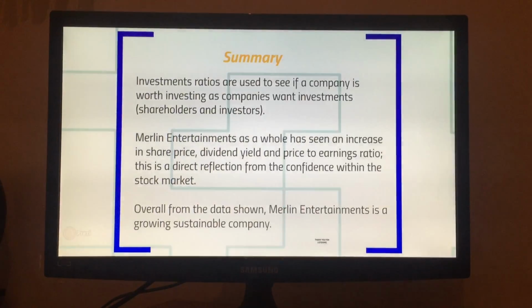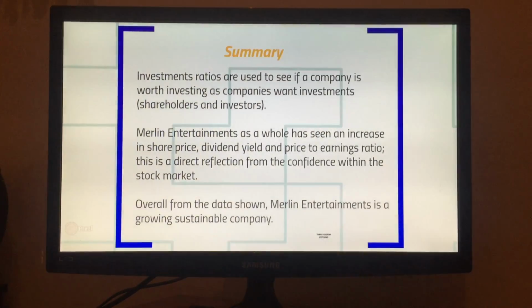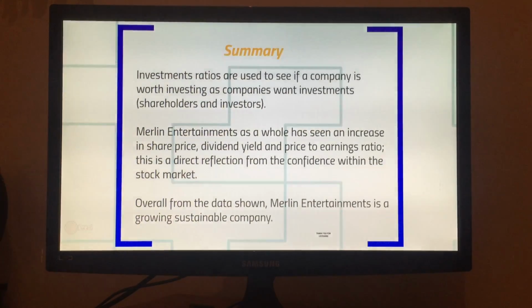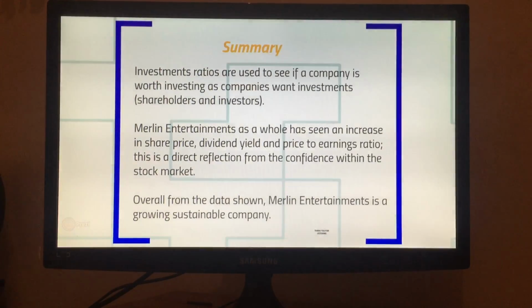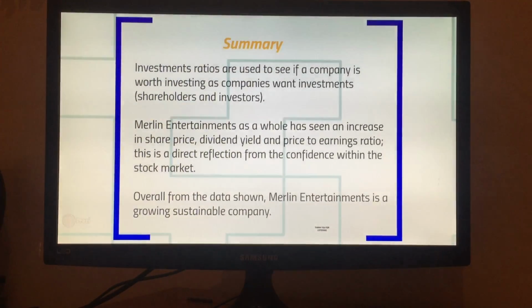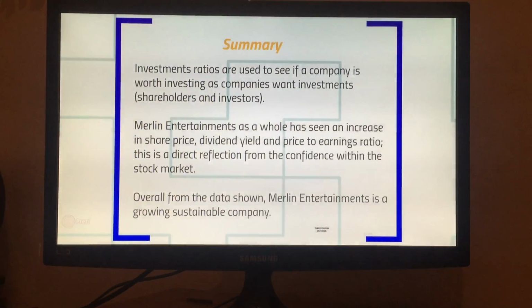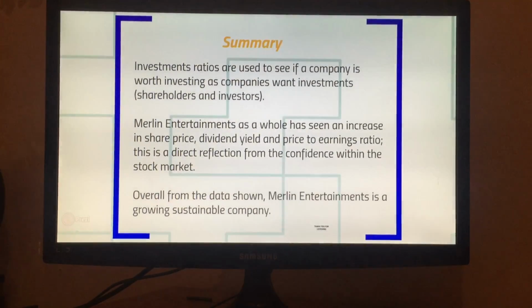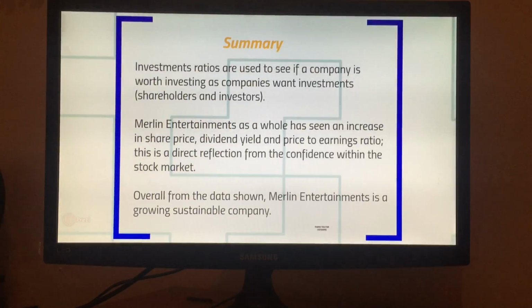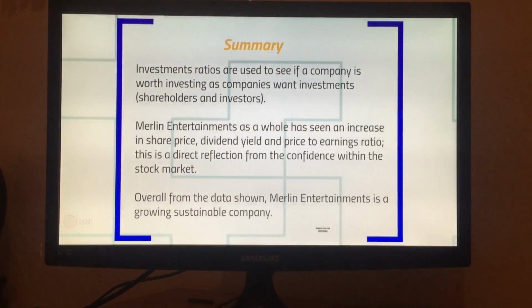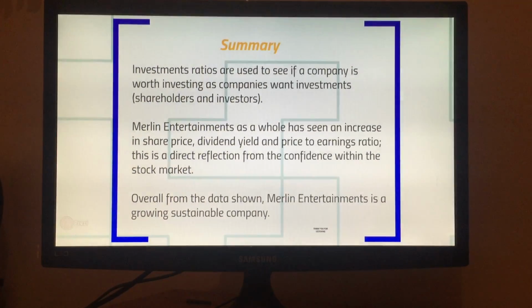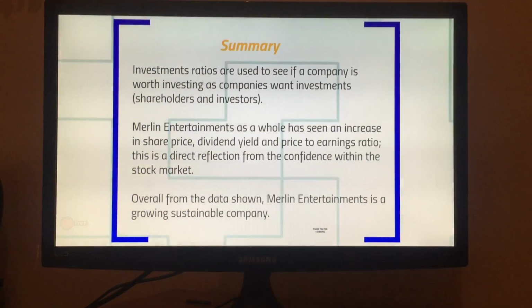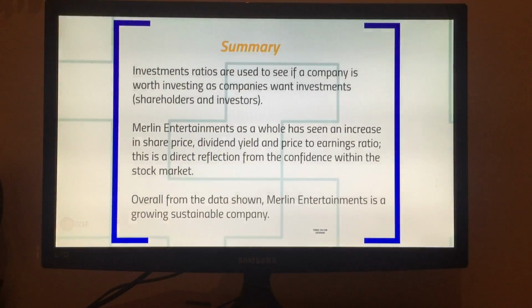Summary. Investment ratios are used to see if a company is worth investing in, as companies want investments, which is good for shareholders and investors. Merlin Entertainment as a whole has seen an increase in share price, dividend yield, and price to earnings ratio. This is a direct reflection of the confidence within the stock market. Overall, from the data shown, Merlin is a growing, sustainable company.